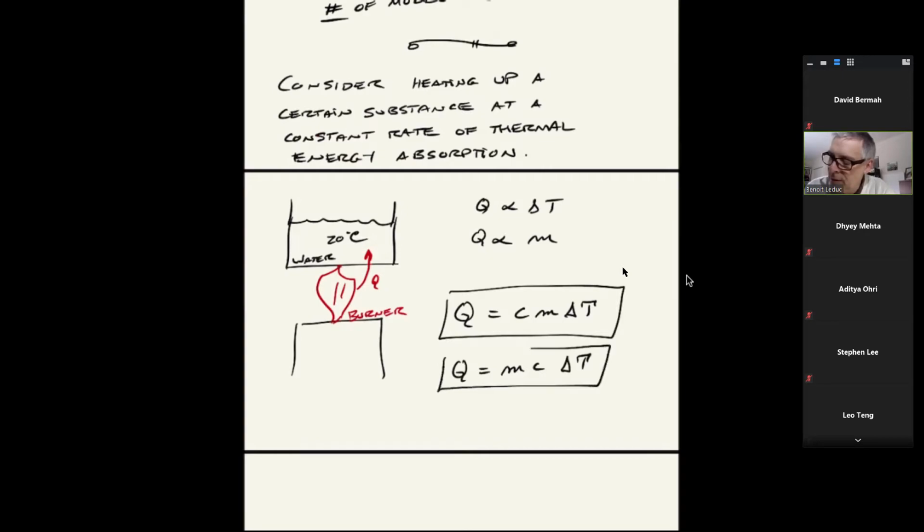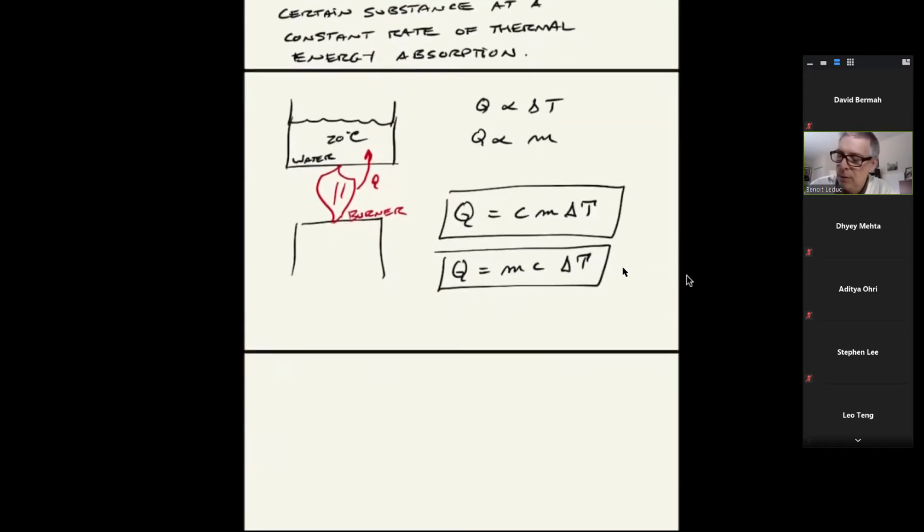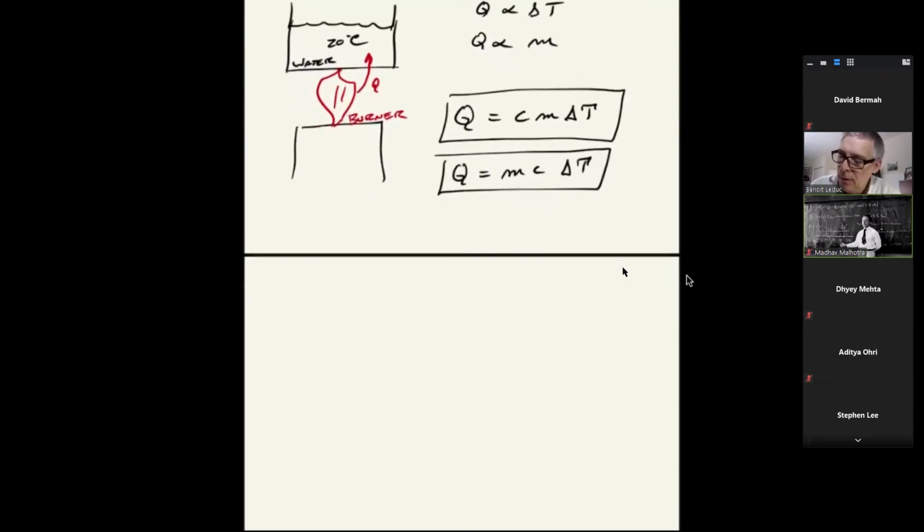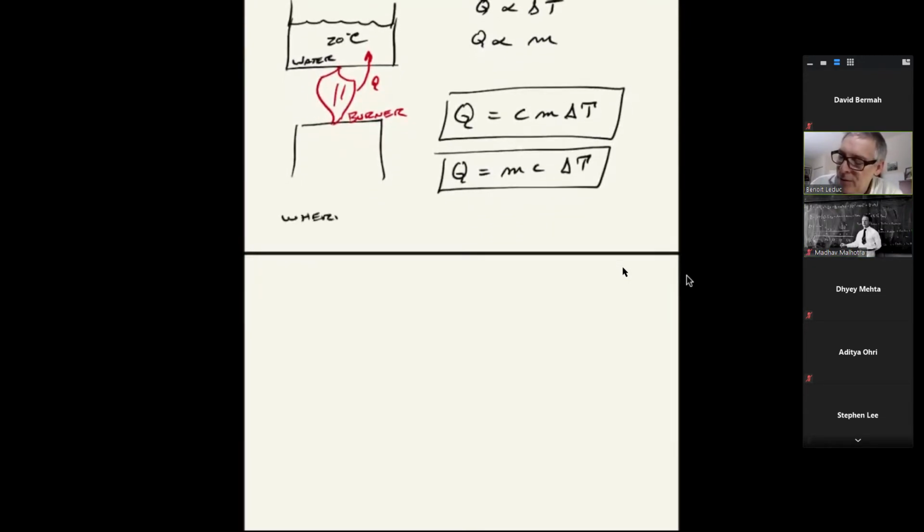You might have learned this in chemistry. Have you learned this in chemistry? Next year. Oh, next year. Where C is called the specific heat capacity of a substance. It's a physical property. So C is a physical property of a substance.